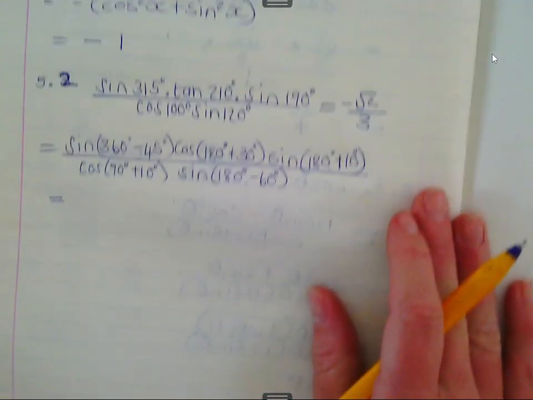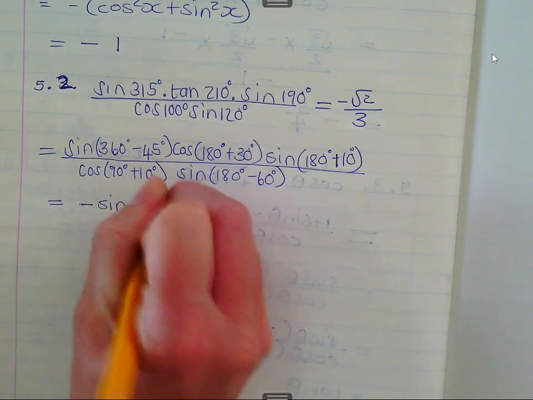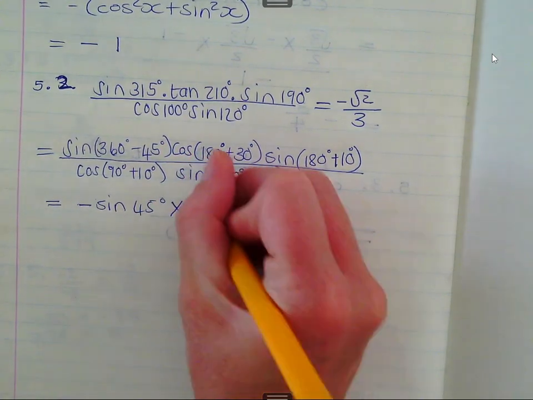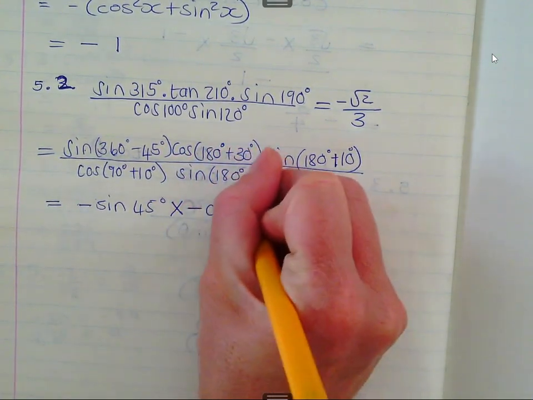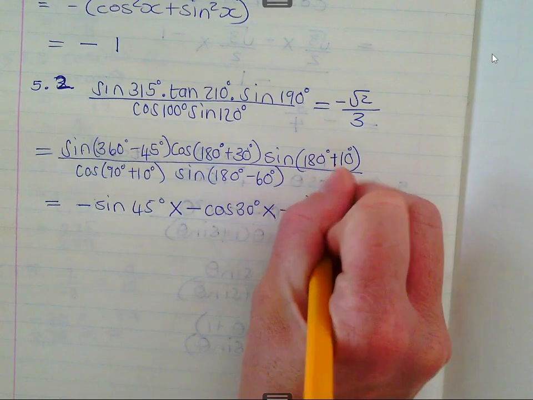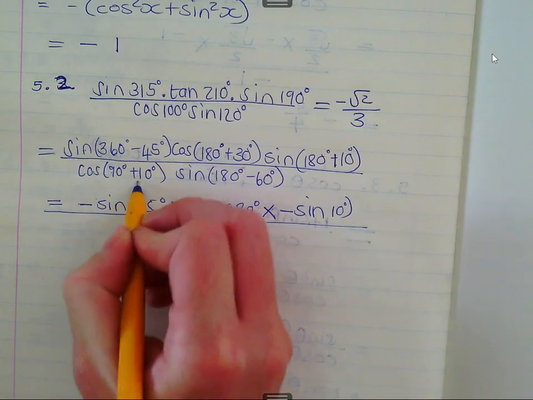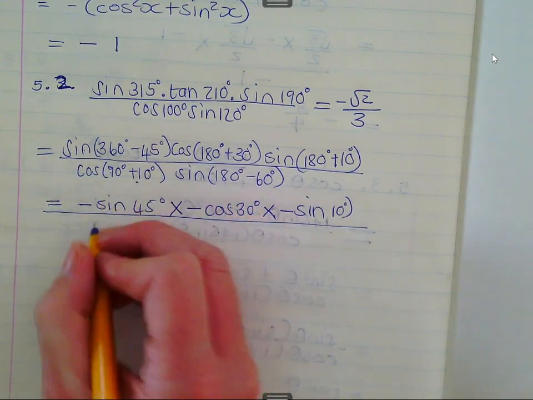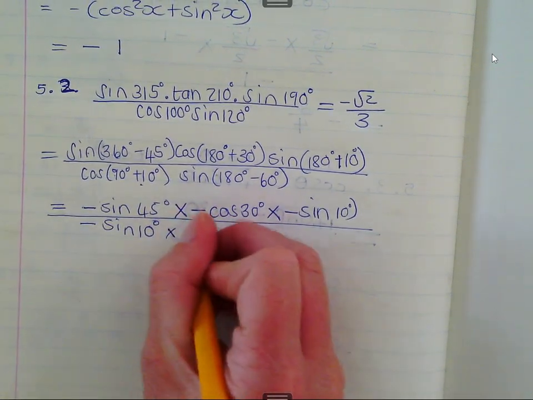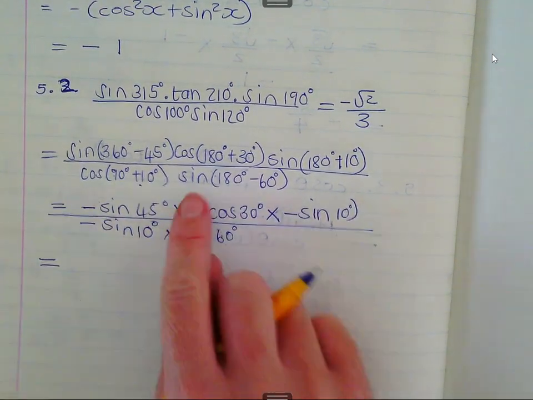Now I get to the signs. Sin in the fourth quadrant is negative sin 45. Cos in the third quadrant, times negative cos 30. That one I can't do anything with, but it's times negative sin 10. 90 plus is in the second quadrant. That makes cos negative, but now it also changes to sin 10 degrees times sin 60 degrees. Right, a negative times a negative is a positive.